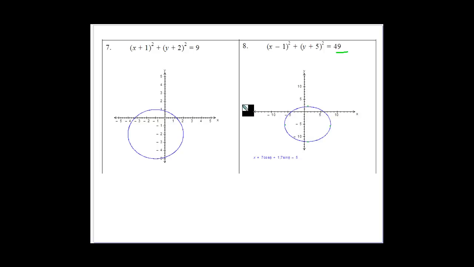And we need to remember those two forms. X squared plus y squared is equal to r squared, and x minus h all squared plus y minus k all squared is equal to the radius squared. So you're looking for the center of the circle, you're looking for the radius to draw up that circle as neat as possible.